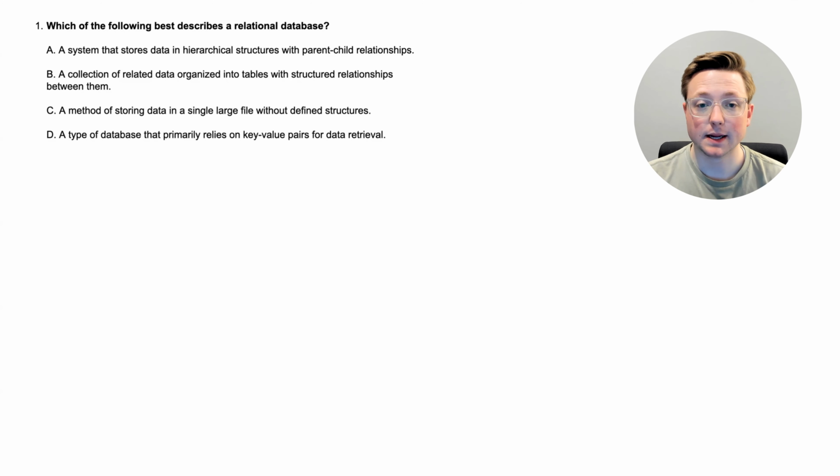Option A, a system that stores data in hierarchical structures with parent-child relationships. Option B, a collection of related data organized into tables with structured relationships between them. Option C, a method of storing data in a single large file without defined structures. Or option D, a type of database that primarily relies on key value pairs for data retrieval.